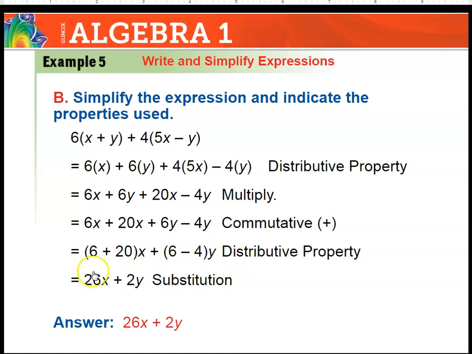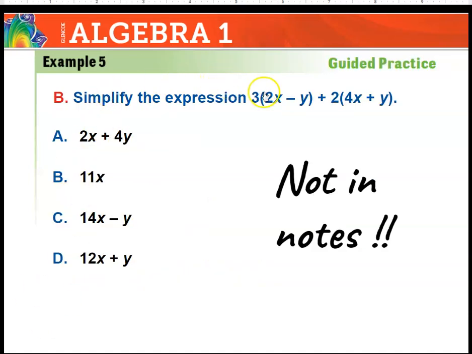Let's take a look at one more problem here. Simplify the expression 3 times in parentheses 2x minus y, plus 2 times in parentheses 4x plus y. Okay, we're going to have to distribute, then combine like terms. Go ahead and stop the video now, work it through, and see what you get.